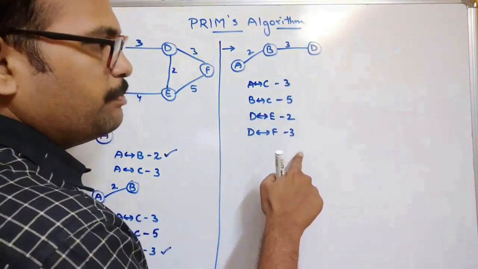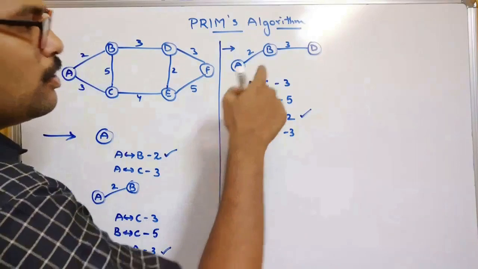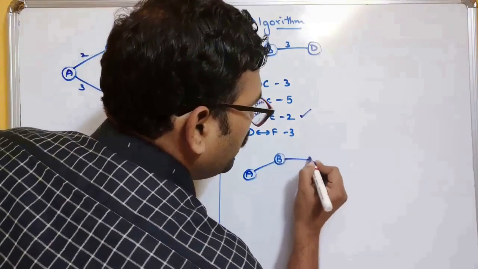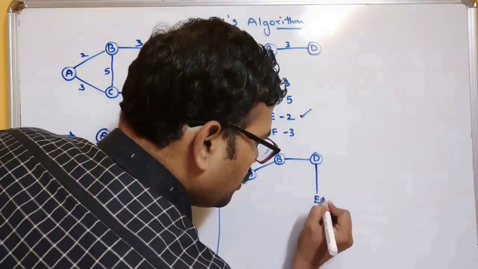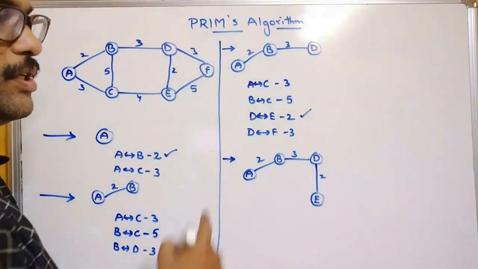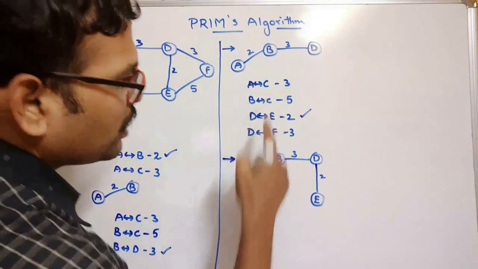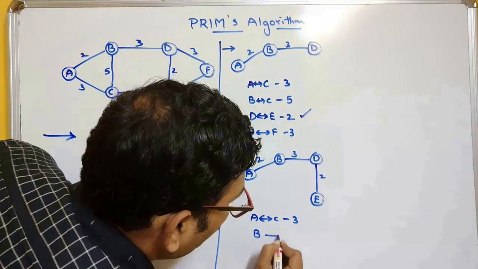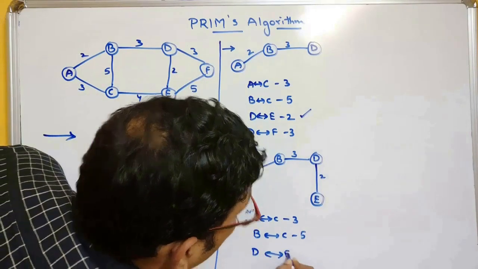Now among these, what is the minimum cost? This one, the least weighted edge. So consider this one. Now the spanning tree will be A, edge to B, edge to D, and from D to E. So the costs are 2, 3 and 2. And next, what are the remaining edges? Simply write here, A to C with a cost of 3, B to C with a cost of 5, and D to F with a cost of 3.